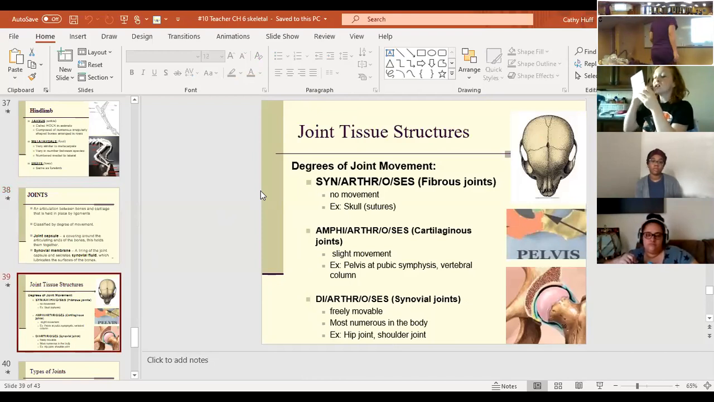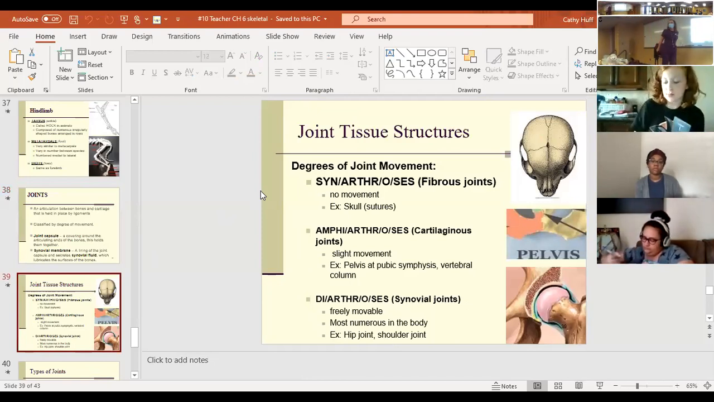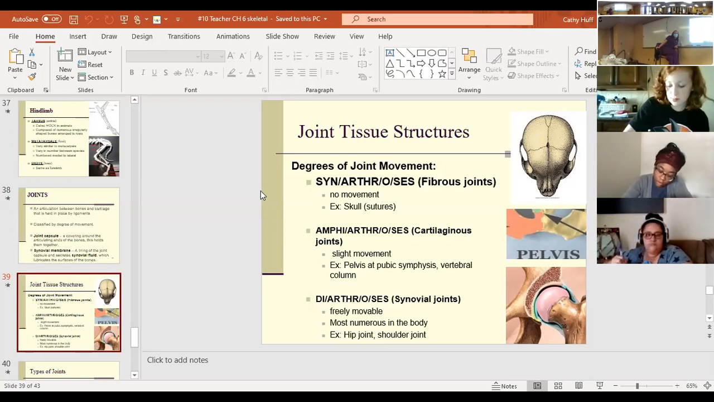All right, so we do have some fancy names that we need to talk about. We have the three types of joints. We have no movement, a little bit of movement, free movement. Each of these has their own fancy name. No movement is synarthrosis. Synarthrosis means a condition of no movement in the joint.